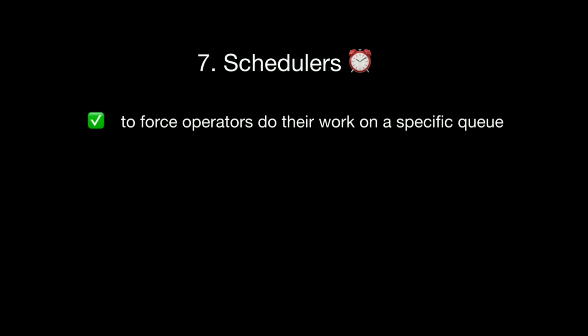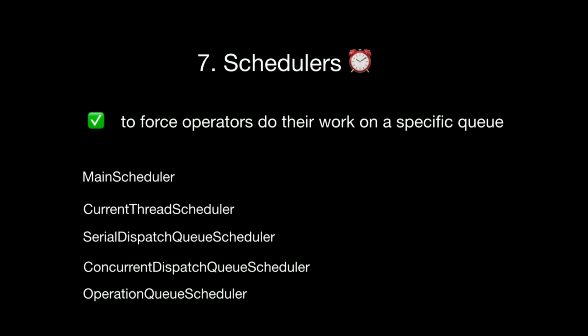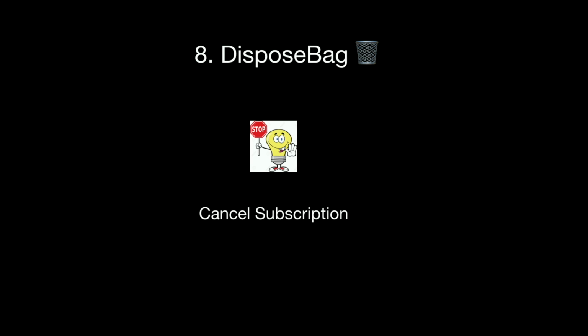And then we have schedulers. Schedulers are used in order to force operators to do their work on specific queues. And again, we have different kinds of schedulers. And we very often use the main scheduler, especially when we want to do stuff in the UI and we want to be on the main thread. Finally, we have dispose bags. A dispose bag operates like a garbage collector, so we use it when we want to cancel the subscription on an observable. So an observable basically lives for as long as the dispose bag to which it is attached lives within the app lifecycle.